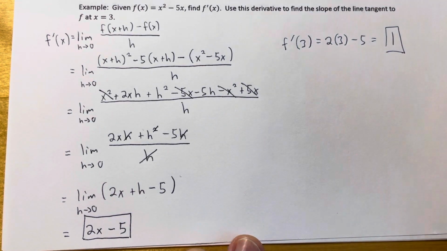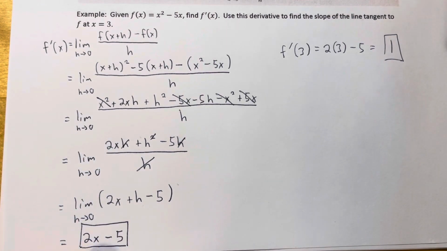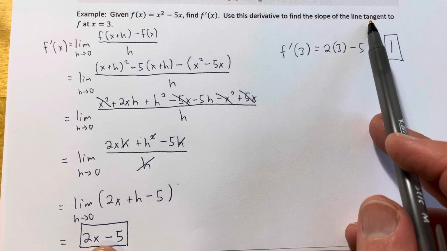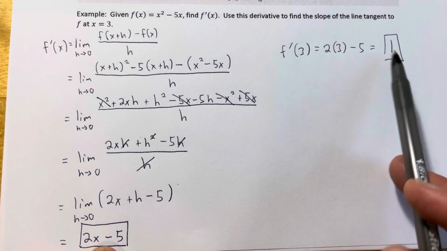And notice how quick that went. Obviously it took some work to get to this point, but once we had this function, I was able to find the slope of that tangent line just by plugging the number directly into that function and doing one quick step to work it out.